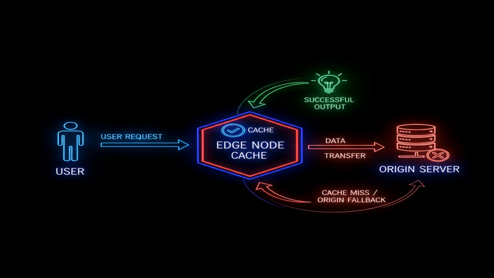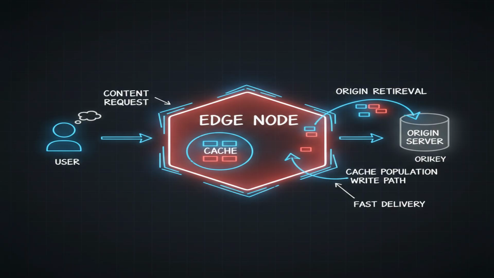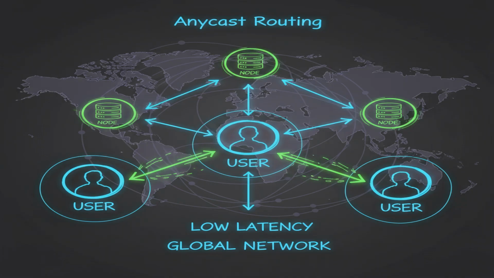If the edge node has the requested content in its cache, it serves the content directly to the user. This is a cache hit, resulting in very low latency. In the event of a cache miss, the edge node retrieves the content from the origin server. This is a slower process, but it ensures the user always receives the requested content. Once retrieved, the edge node caches the content for future requests, improving performance for subsequent users.